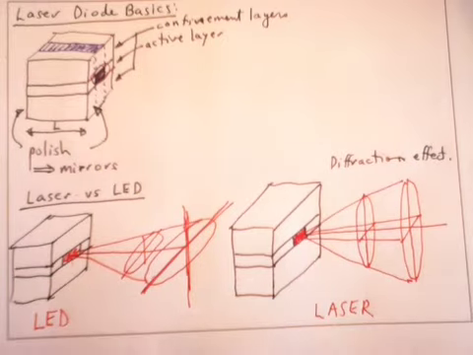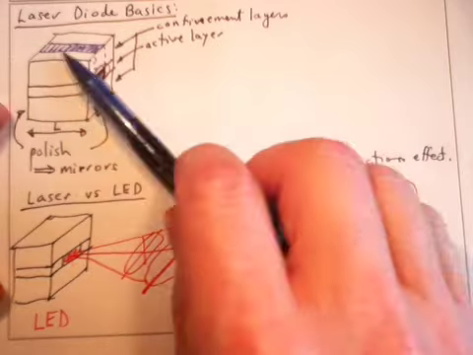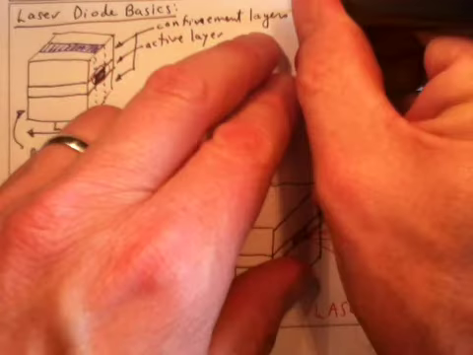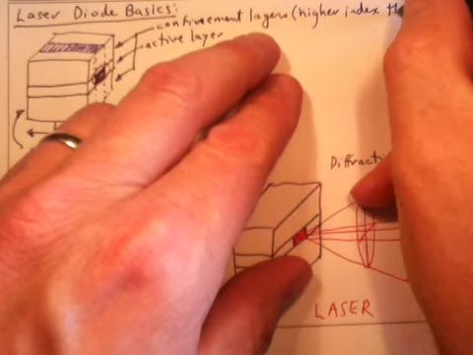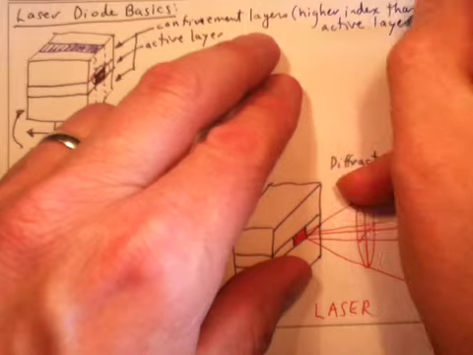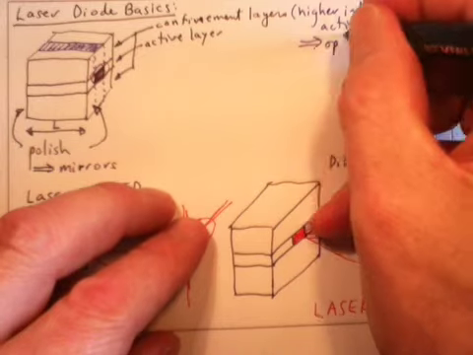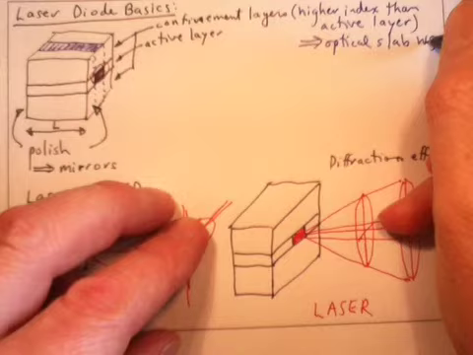What I'll also do in this video is give you an overview then. As I say, both lasers and LEDs are essentially constructed this way, with an active layer sandwiched between confinement layers with higher index, and that gives us an optical waveguide, the slab waveguide that we've studied so much.